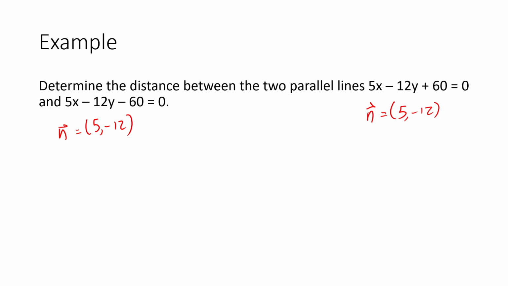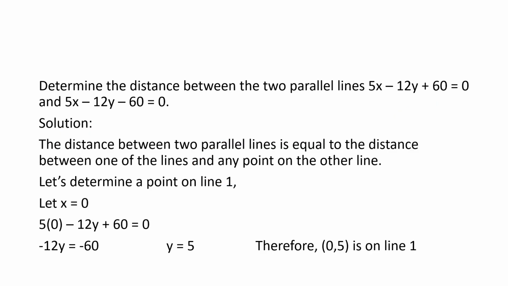So the lines themselves are parallel since the normals are parallel. So what we're going to do is imagine these parallel lines, and say, okay, all I need is a point on one of the lines. Then I'm going to determine the distance from that point to the other line. And then I'll know that since the distance is consistent, I will have found the distance between those two parallel lines. So, written out here, the distance between two parallel lines is equal to the distance between one of the lines and any point on the other line.